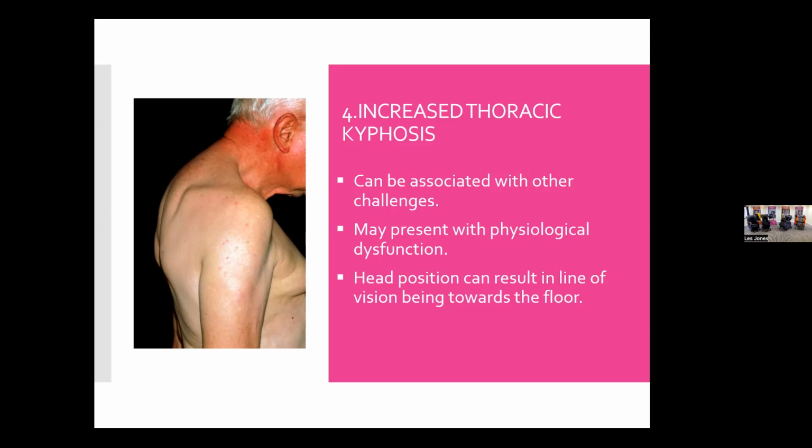One of the big problems with an increased thoracic kyphosis, especially in the older adult, is then presenting with physiological dysfunction, and we might see issues with respiration and digestive problems. We need to be mindful of safe eating and drinking, because we might see dysphagia or swallowing difficulties because they're unable to achieve that safe position of the head and the neck for safe eating and drinking. That head position as well can also result in their line of vision being towards the floor, and as we know, will have a significant impact on interaction and engagement.